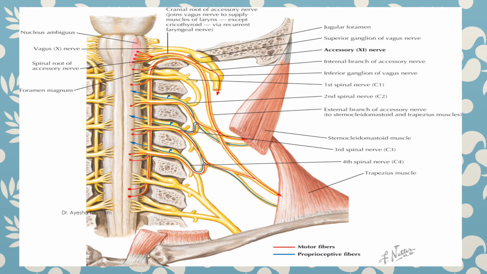It ascends upwards and enters the cranial cavity through the foramen magnum, and then they travel and meet with the cranial root in the jugular foramen, and after passing through the jugular foramen, this spinal root separates from the cranial root and it supplies the sternocleidomastoid and trapezius muscles. These two muscles are also supplied by the third and fourth spinal nerves, which carry proprioceptive fibers for these muscles.